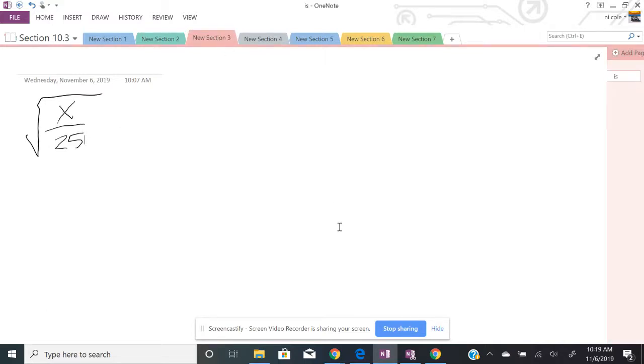You also get things that look like this, and you can just rewrite this as the square root of x over the square root of 25. Okay? But as you go through this, can you take the square root of x? Nope. Can you take the square root of 25? Yes. And the square root of 25 is 5.